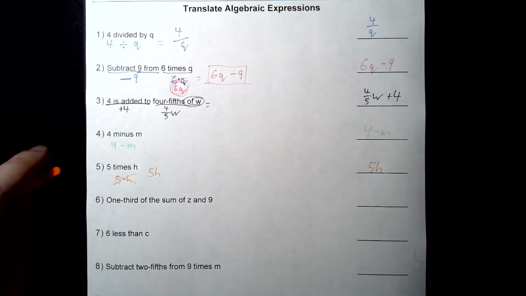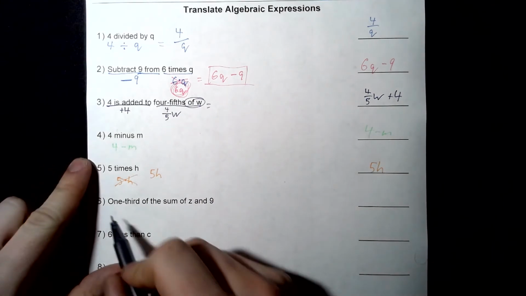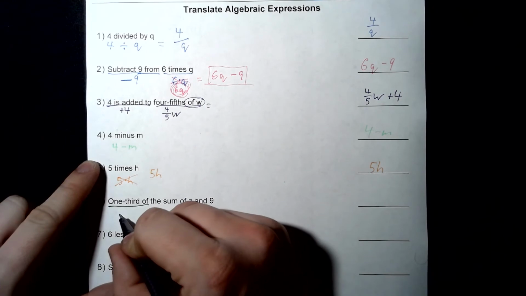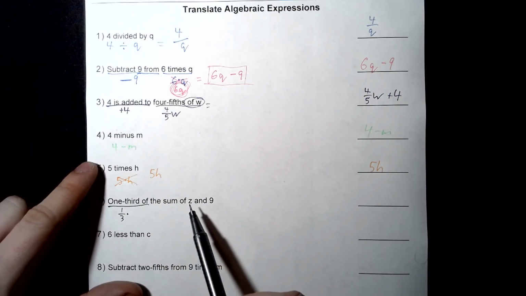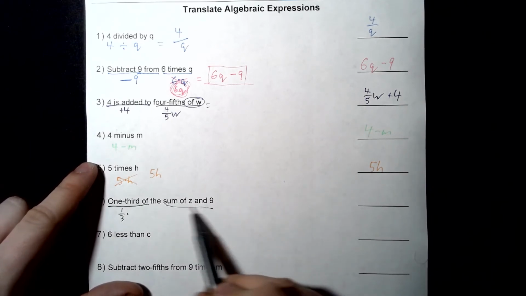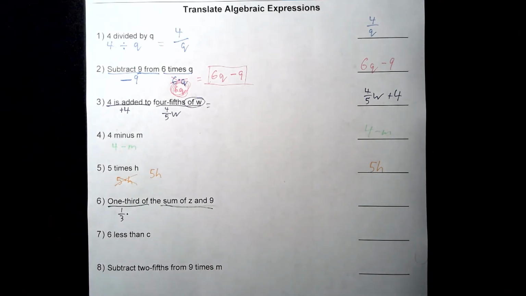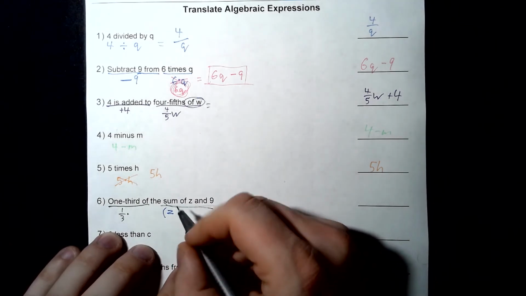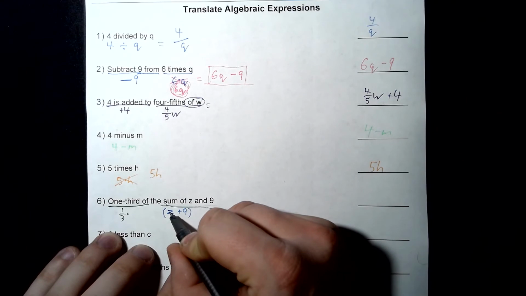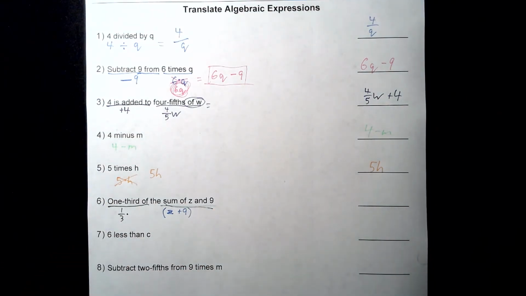Number 6, it says 1/3 of the sum of z and 9. So it starts off okay. It starts off 1/3 of, okay, well that's going to be multiplication. 1/3 of, but then it uses that word sum of z and 9. Like I was saying towards the end of that previous sheet, when you see sum, it is a good idea to use parentheses. So we will put in parentheses z plus 9. After all, sum is addition.